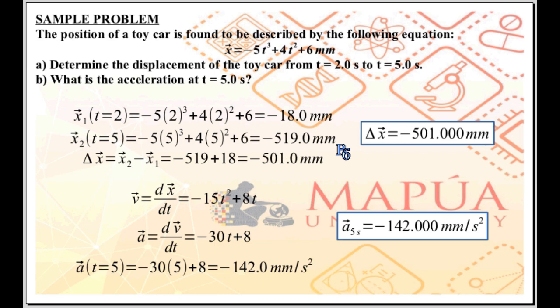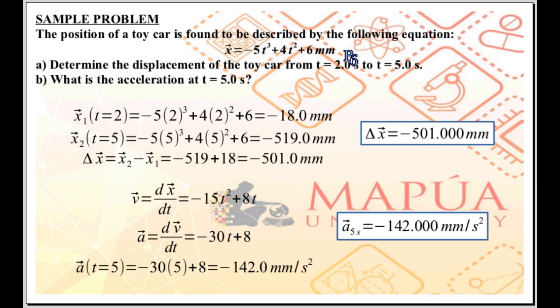Displacement is final position minus initial position. So, negative 519 minus negative 18 will give you negative 501.0 millimeters. So you have the displacement delta x is equal to negative 501.000 millimeters. For the next part, letter B, what is the acceleration at t equal to 5 seconds?